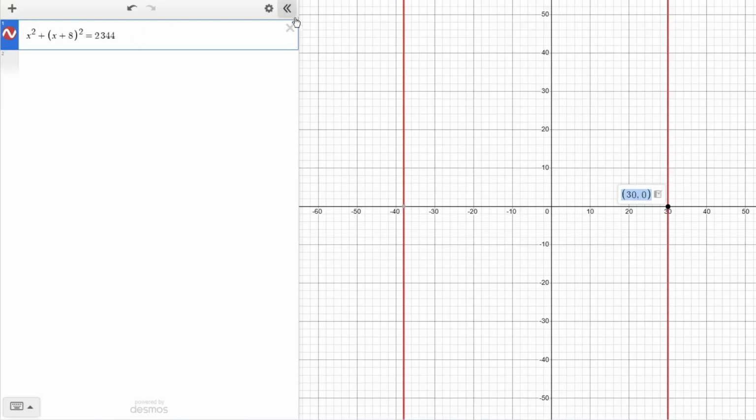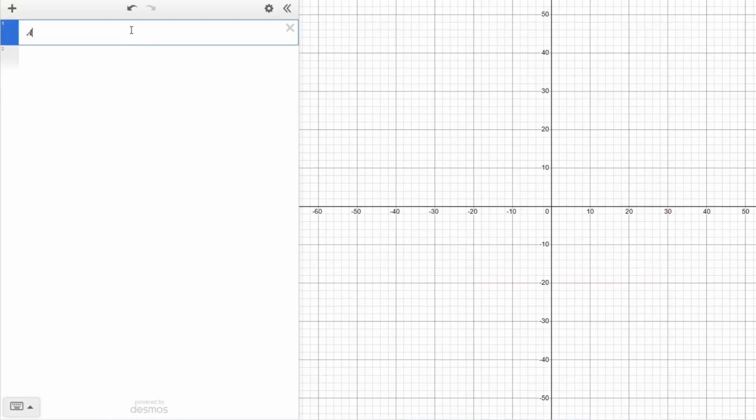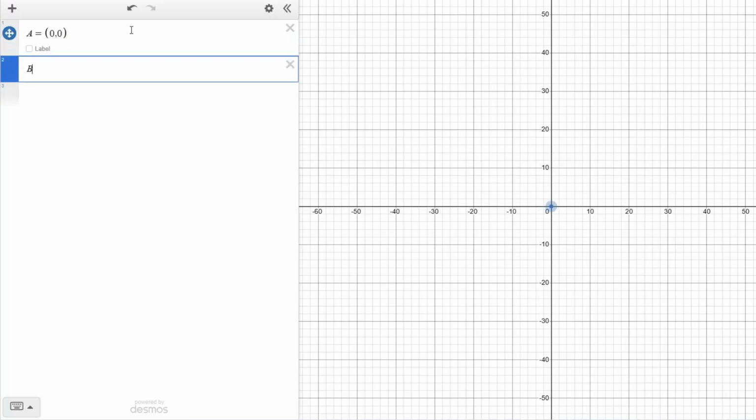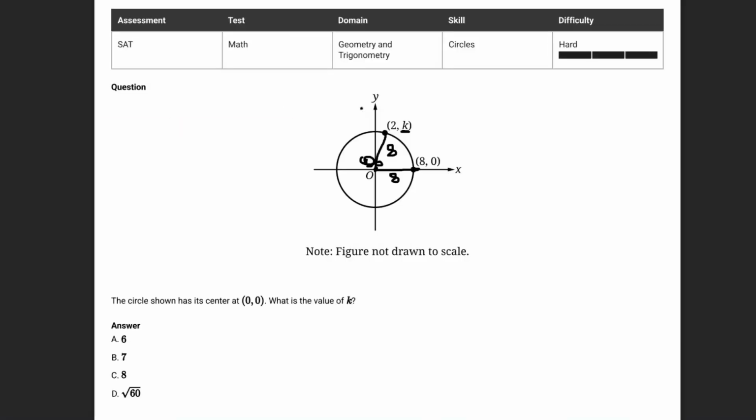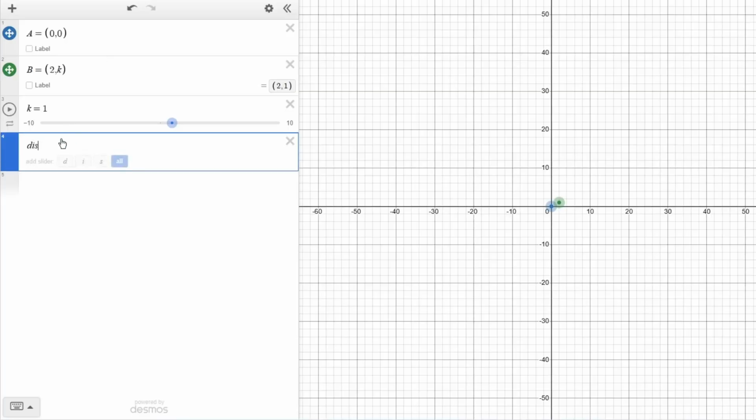Now if you jump to Desmos, let me just clear this, make a point, call it A, call it 0, 0. This is the center. Make another point, call it B, and then make it 2, K. This is the point right here on the outside, right? And then now let's find the distance of these 2 points, A, B.